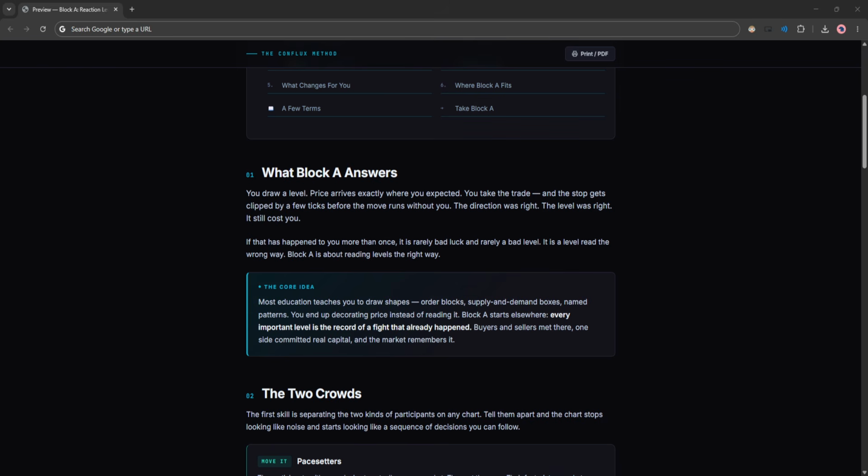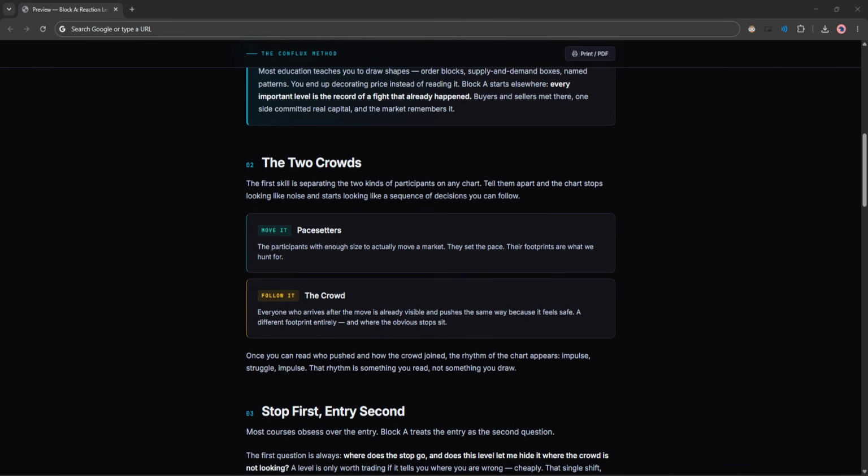So the first thing Block A teaches you to do is separate the 2 kinds of participants on any chart. There are the participants with enough size to actually move a market, the ones who set the pace. And there is everyone who arrives after the move is already visible and pushes in the same direction because it feels safe. We call the first group the pace setters and the second the crowd. They leave very different footprints. Once you can tell them apart, the chart stops looking like random noise and starts looking like a sequence of decisions. Impulse, struggle, impulse, that you can actually follow.